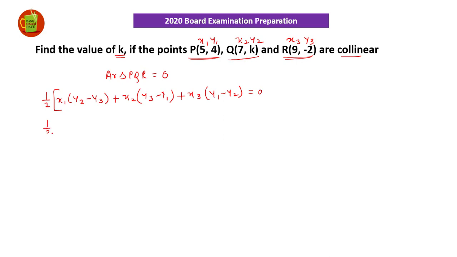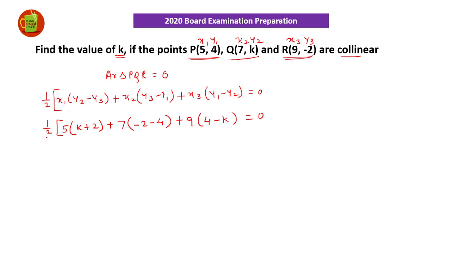So here 1/2 into bracket x1 is 5, into bracket y2 minus y3. So y2 minus y3, that is k minus (-2), so it will be k plus 2, close the bracket, plus x2 is 7, into bracket y3 minus y1, that is -2 minus 4, close the bracket, plus x3 is 9, and into bracket it will be 4 minus k, which is equal to 0.